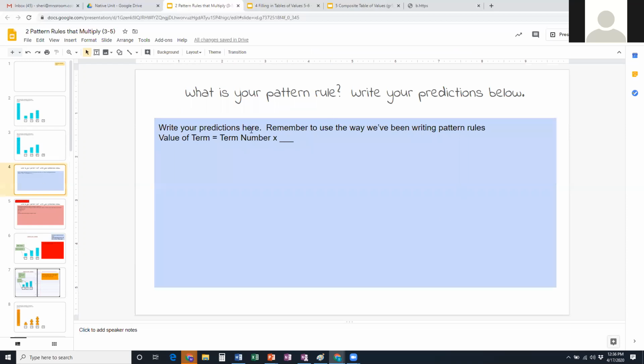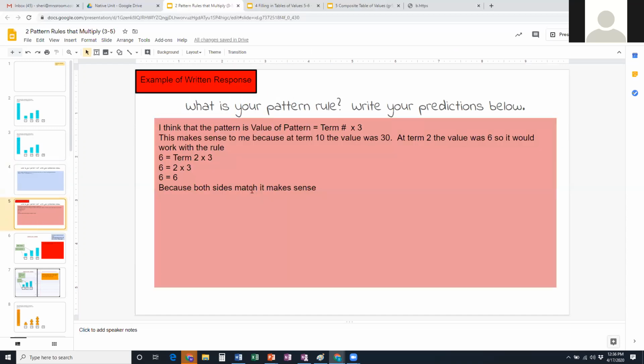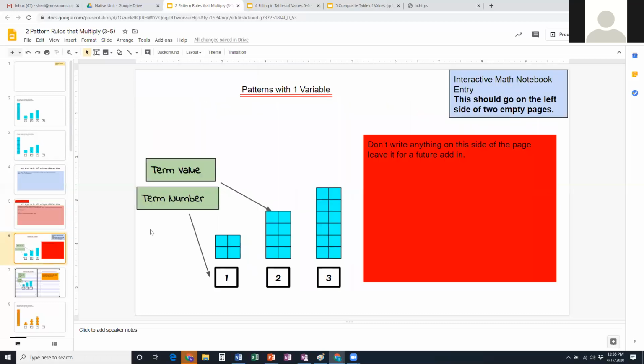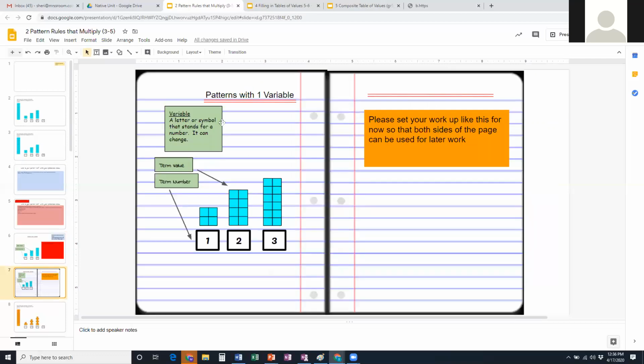Okay, and when we get to a question like this, you want to talk about what is your pattern rule. I want you to write it as value of term equals term number times something. I want you to write it this way. This is an example. And then when you get past this one, and it should be easy because we kind of did it, I want you to, if you're using an interactive math notebook, put this in your math notebook. You're going to put it in so that it's set up like this.